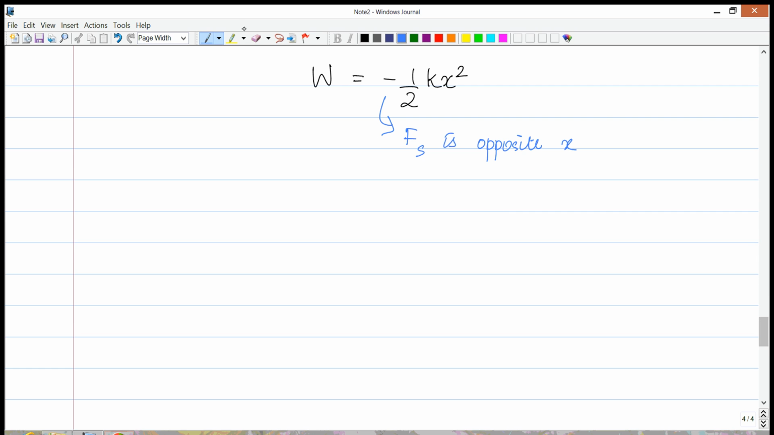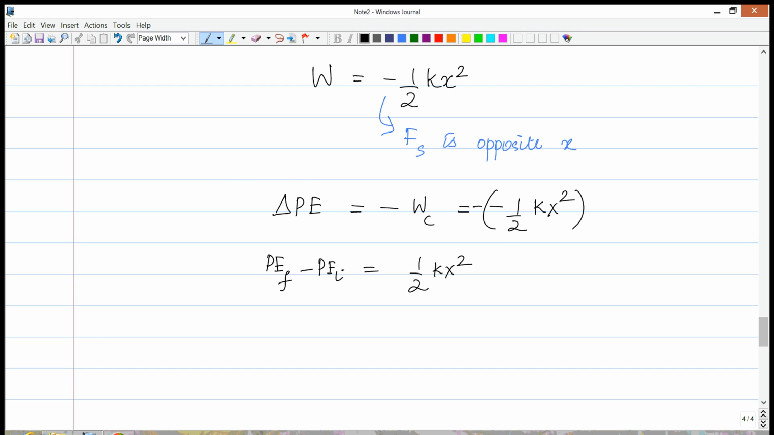So now this gives us a very simple way of figuring out the change in the potential energy. This is equal to negative of the work done by the conservative force, and in this case, since we are interested in the spring force, this is what we get. So it is minus of minus 1/2 times kx squared. So the change in the potential energy, the PEf minus the PEi, is equal to 1/2 kx squared.